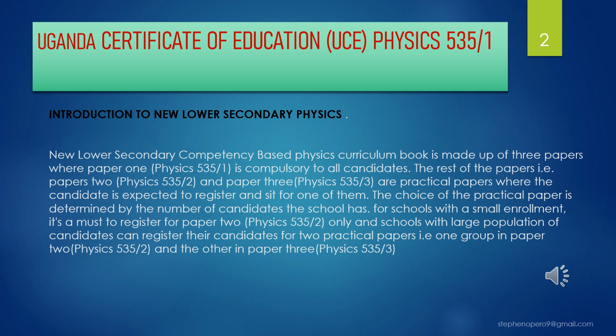The choice of the practical paper is determined by the number of candidates the school has. A school with a smaller enrollment must register for paper 2, that is 5352, only. Schools with a larger population can register for paper 3 and also paper 2. This is done to cater for the population.